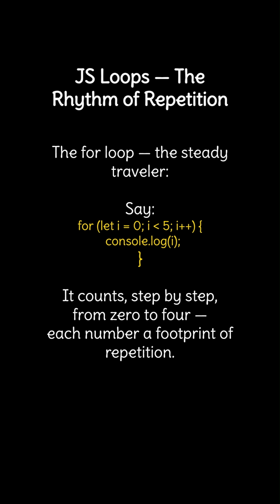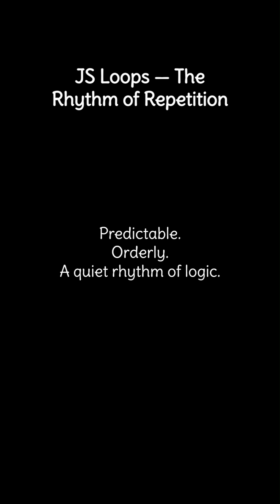The for loop, a steady traveler. Say, for variable i starting at 0, while i is less than 5, increase i by 1, print i to the console. It counts step by step from 0 to 4. Each number a footprint of repetition, predictable, orderly, a quiet rhythm of logic.